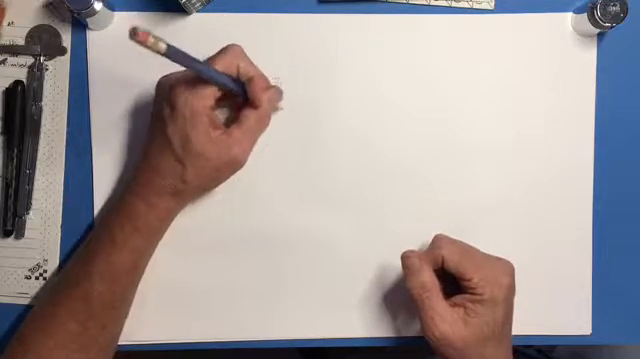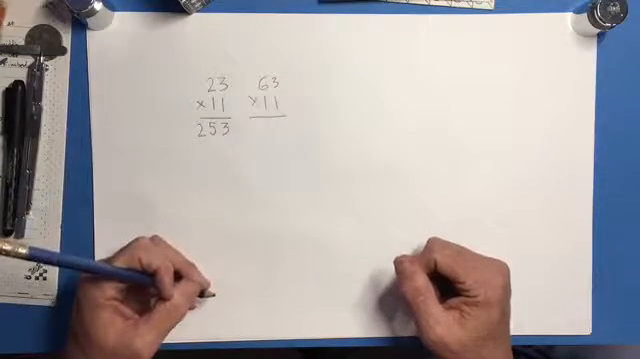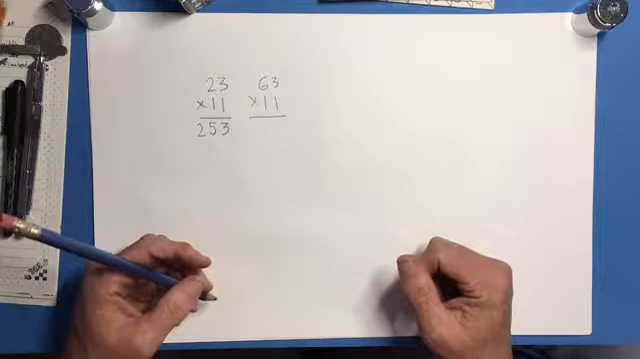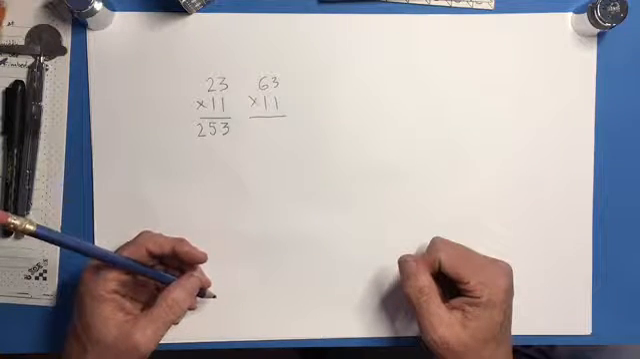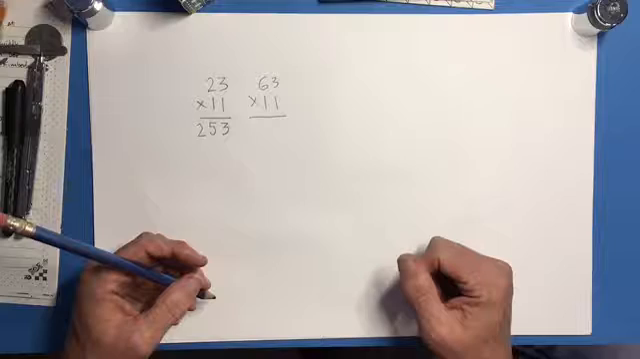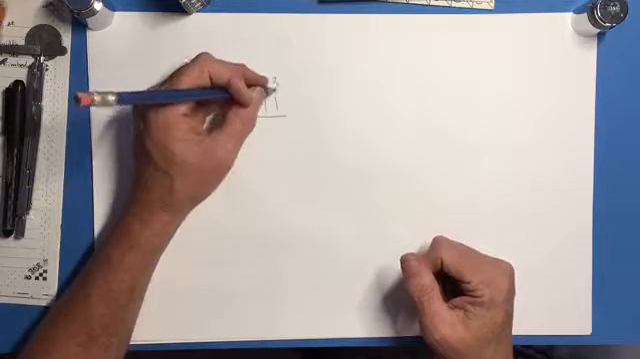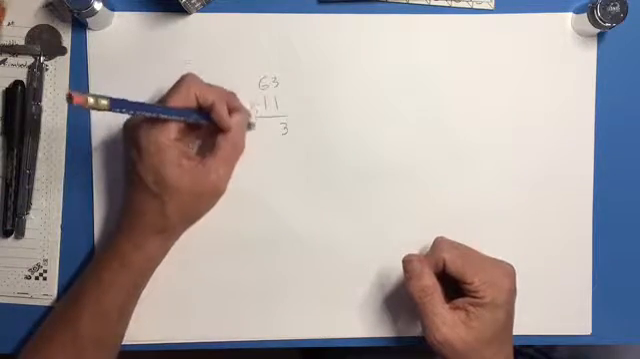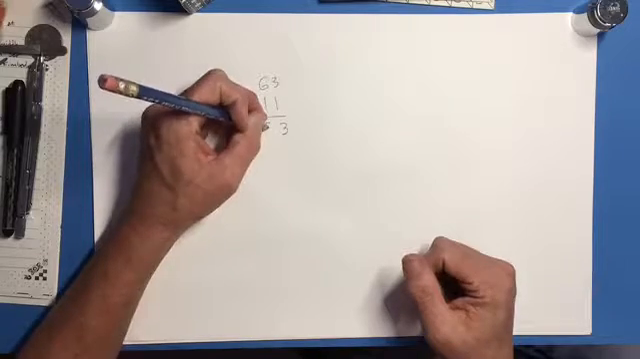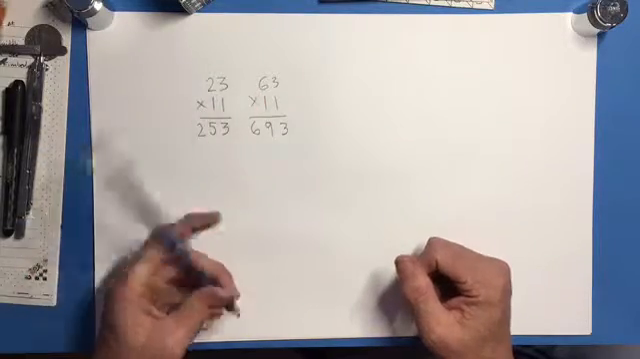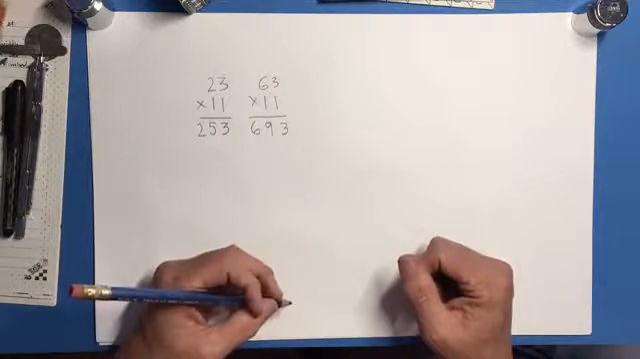Okay. Let's try 63 times 11. Go ahead and pause the tape here and solve it on your own before I write the answer down. Okay. So I'm going to put the 3 there. I'm going to put the 6 there. And I'm just going to add those two together, stick that in the middle. 63 times 11 is 693.